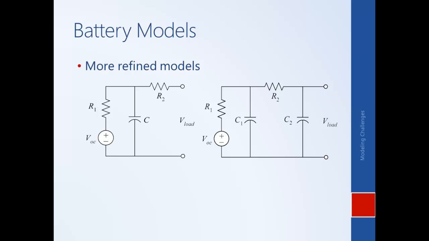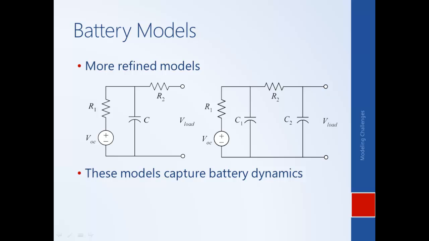Here are two examples of more refined battery models. So these models capture the dynamics of the battery. If you change the load, the current or the power supplied by the battery wouldn't change instantaneously. It would take time to react. And these models are not algebraic models. They must be modeled by differential equations, and that's because of the presence of the capacitors.